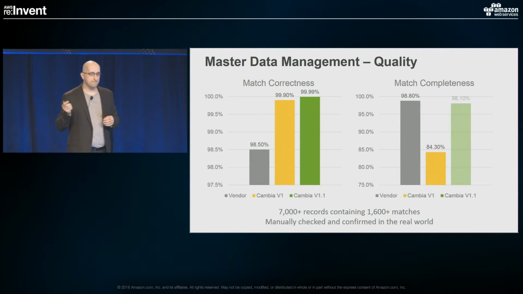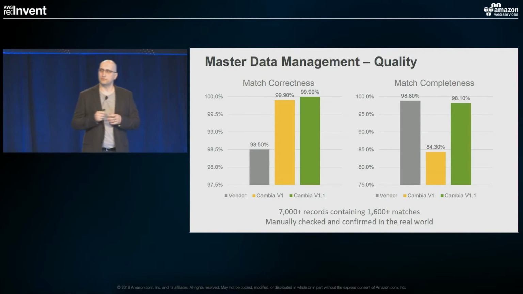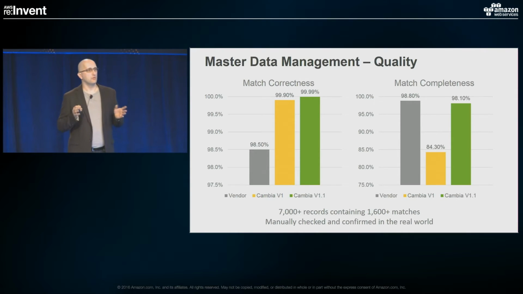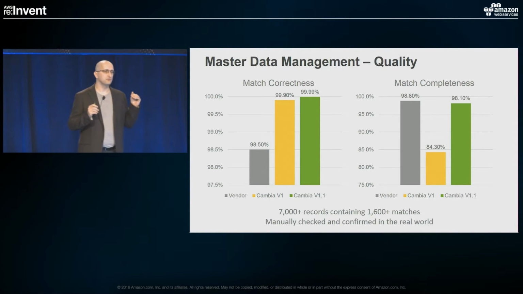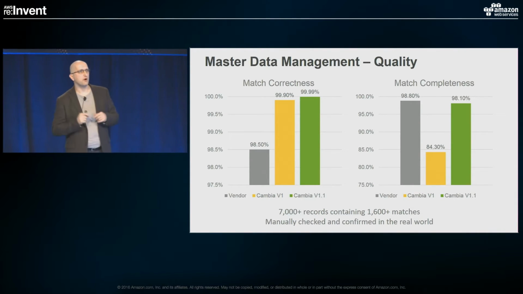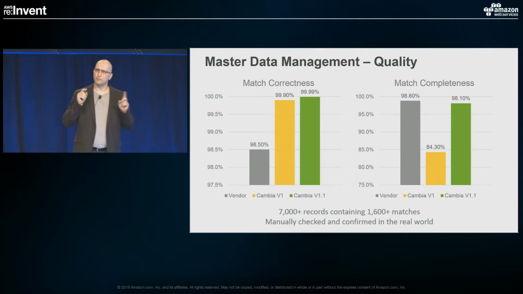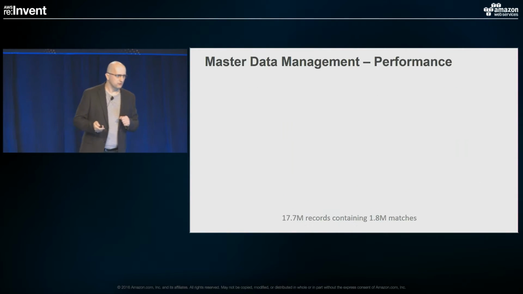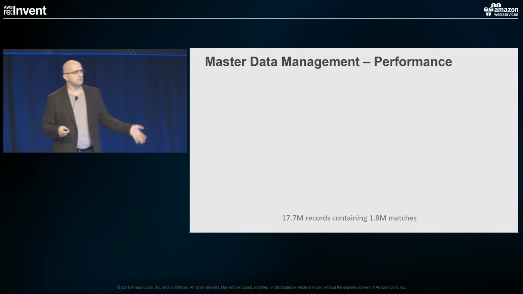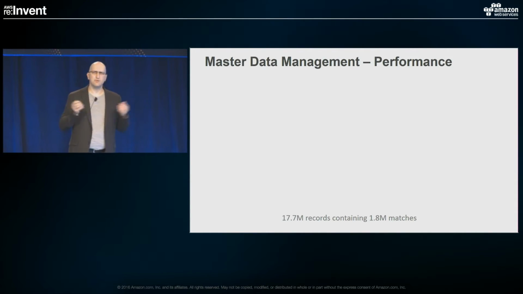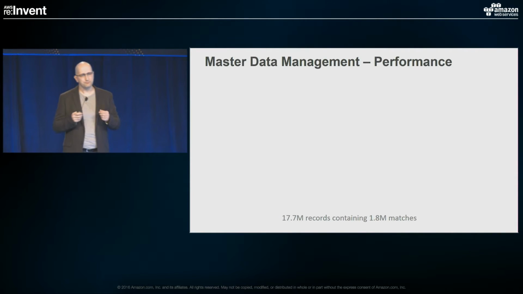Therefore, you are going to get lower in your match completeness. Second iteration, 98.10%. And now, we really liked where we were. We significantly increased our correctness, and completeness is on par with the vendor solution. But we had that little snag still, which is performance. So let's talk about performance. The one set that we used to test performance with was 17.7 million records with about 1.8 matches.